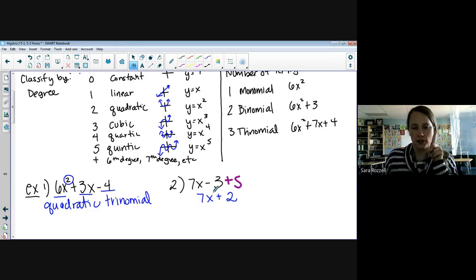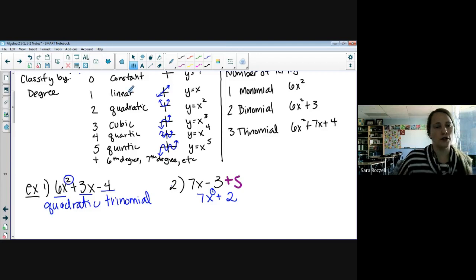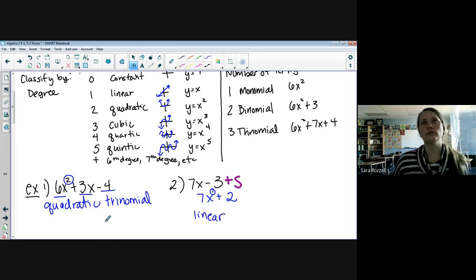1, right? There's an understood 1 here. Our highest power is the first power. So first degree polynomials are called linear. You just go back to your chart. And there are 1, 2 terms. So it's a linear binomial.